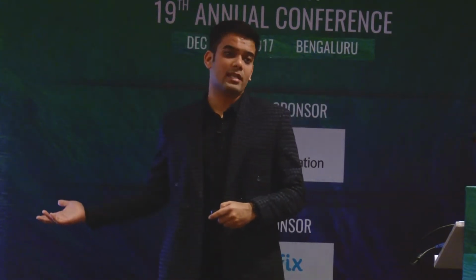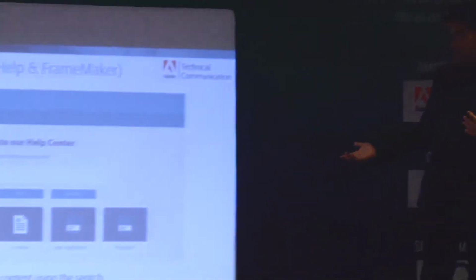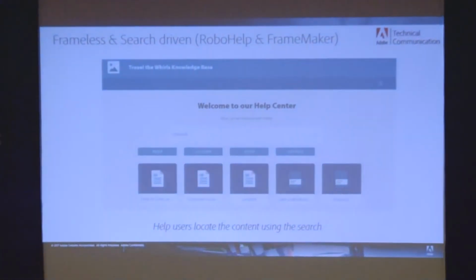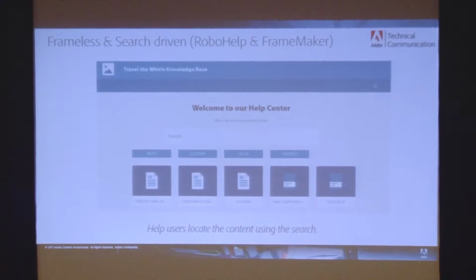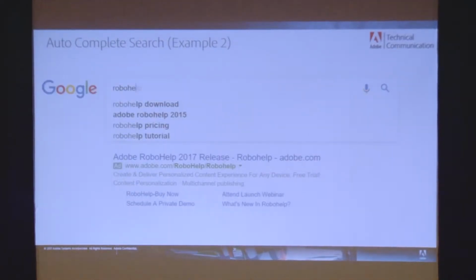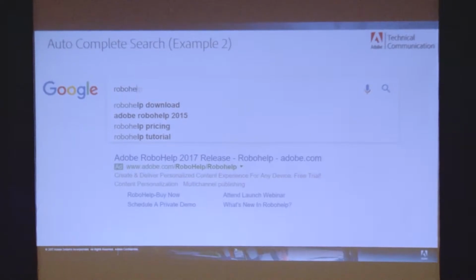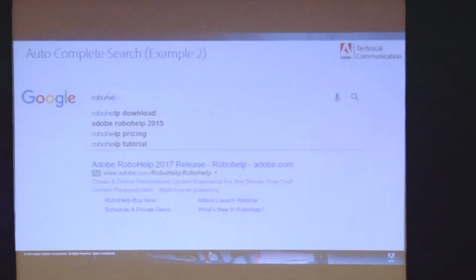And this is what exactly RoboHelp does. So this is a help center example that I'm showing you right now. So it's more search-driven instead of topic-driven. People could actually look for the keywords, and they are able to find the information. Then you have a predictive search. Now, the way this predictive search has been designed, there is a special algorithm that is built out of the box. You don't have to deal with any kind of coding.